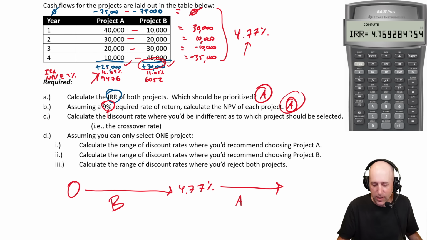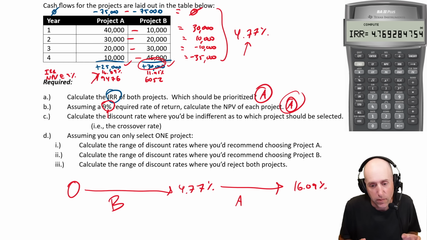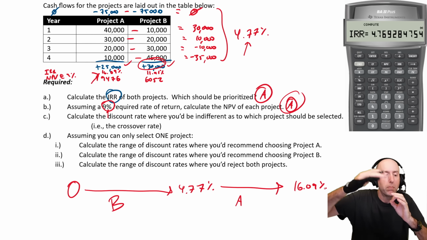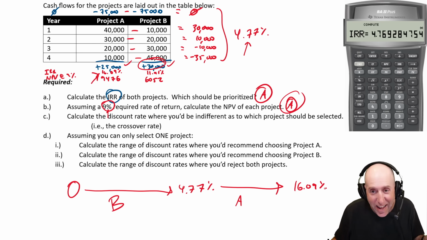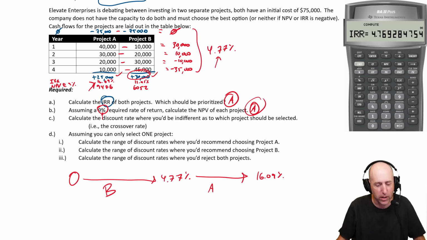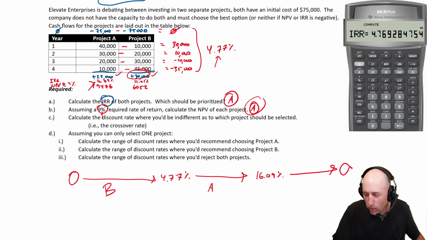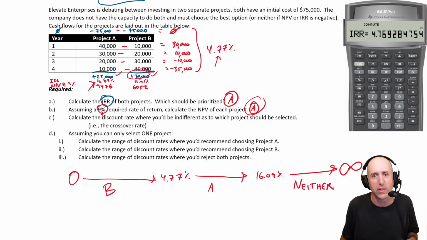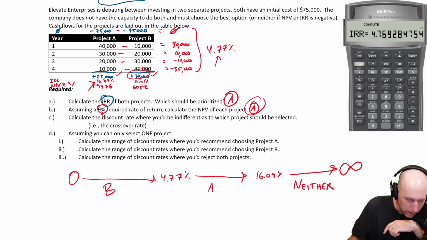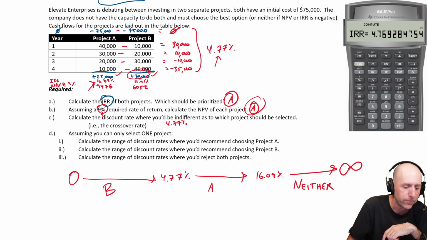Anything above 16.09%, that's where the net present value of A is 0. Anything above that, the net present value of A is negative. We don't like it above that. We're not going to take either. So above 16.09%, from 16.09% to infinity, we would choose the option neither. Don't do any of these projects because they're money losers. So there we have it. We've answered part A, B, C. We've got the crossover rate of 4.77%.